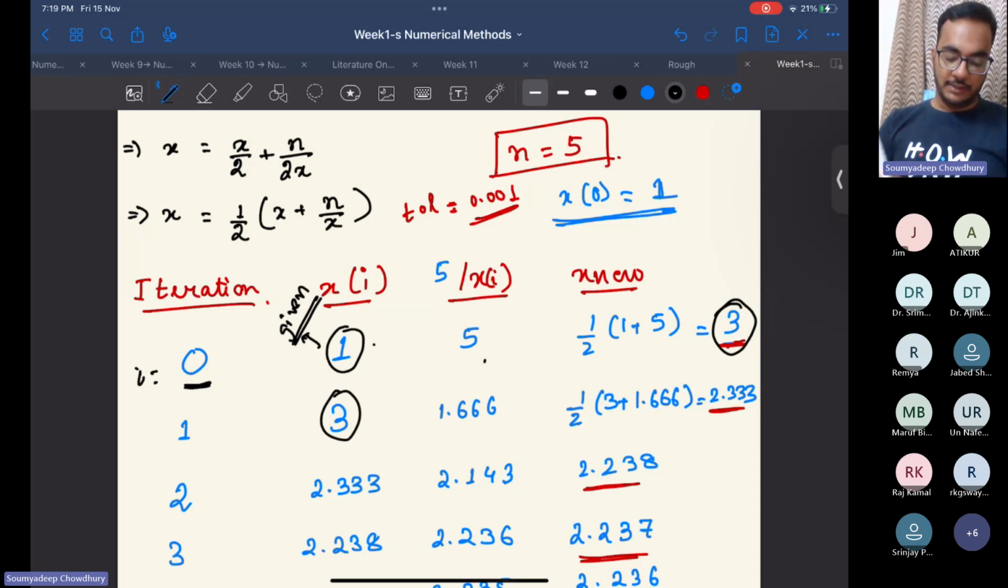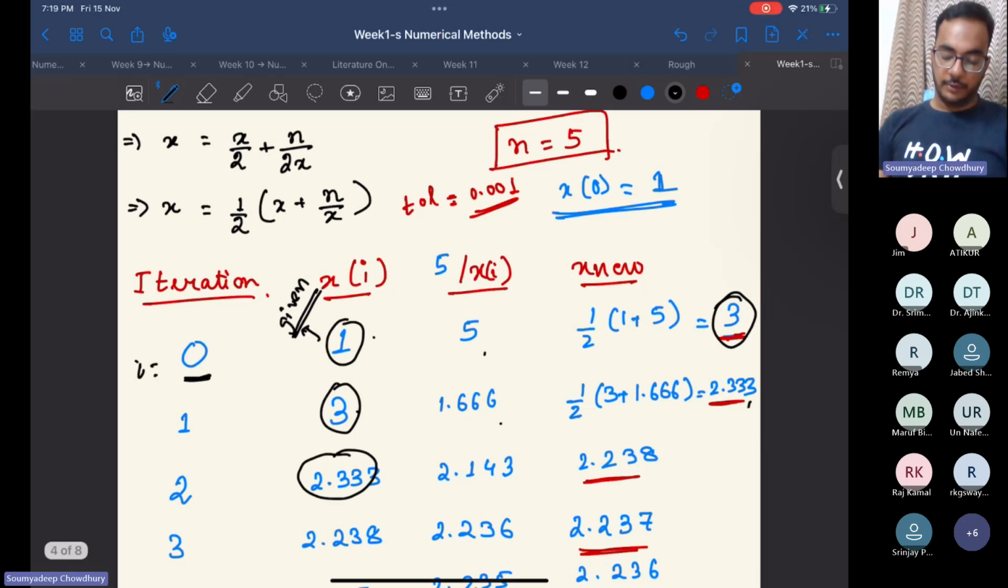Like this, we will move forward. Again, x of 1 is 3, 5 by 3 is 1.666, and again we find x new as 2.333. This 2.333 will come in as the value in the next step. So like this, we will move.